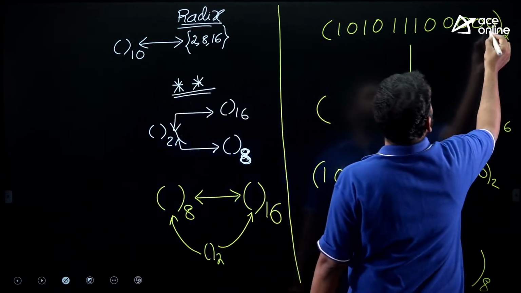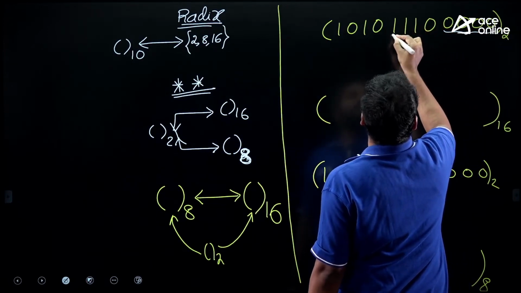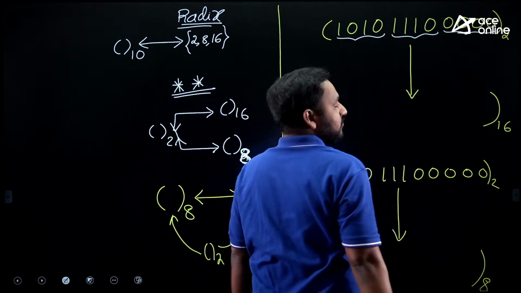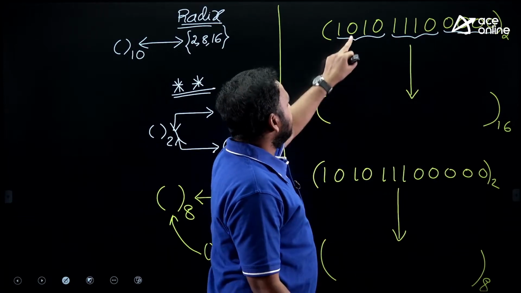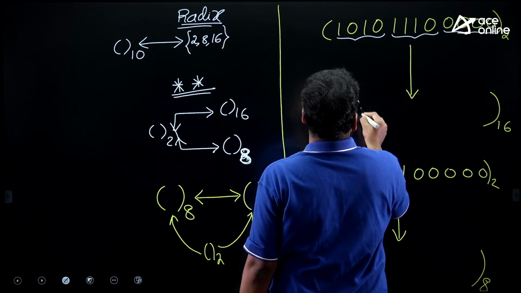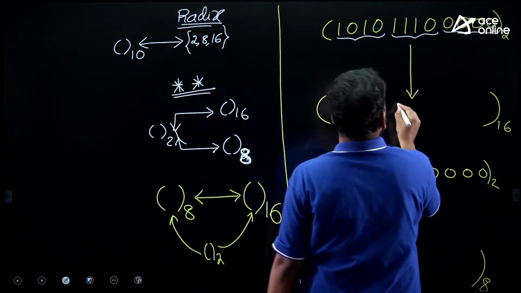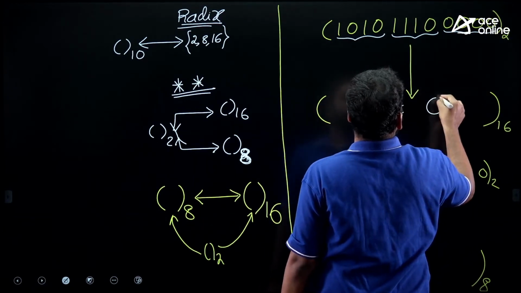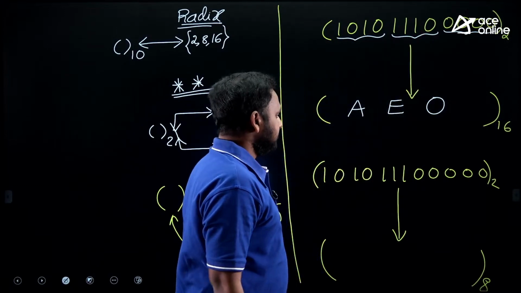That's it. So 1 2 3 4, 4 bits, 1 2 3 4, 4 bits, and these are 4 bits. 1010, we are in hexa, right? We are going into hexa, meaning 10. But how to write 10 in hexa? A. 1110 is 14, E. And all zeros, of course, it is 0. For example, if it is all ones, F, like that.